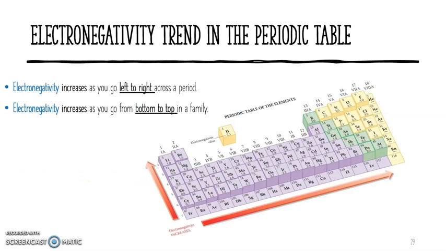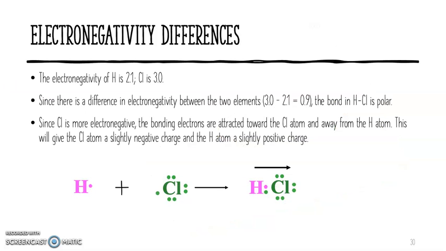So what would be the trend of electronegativity of elements in the periodic table? The trend is that as you go from left to right, the electronegativity increases. And the electronegativity also increases from the bottom to the top in a family. So you see elements in group 7, the far right, have higher electronegativity compared to elements on the left of the periodic table.